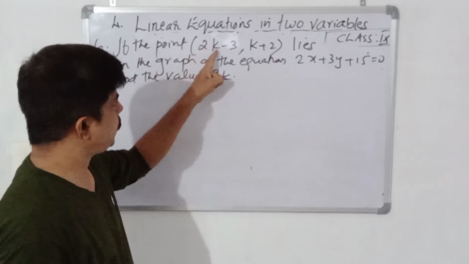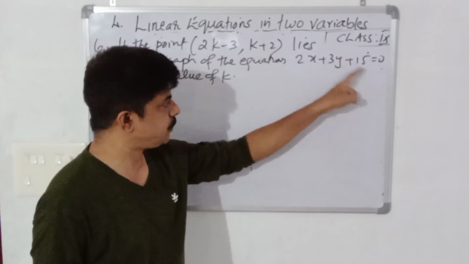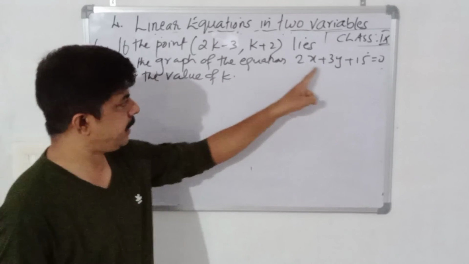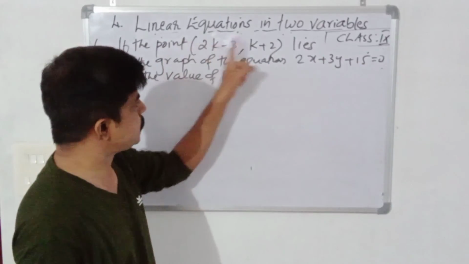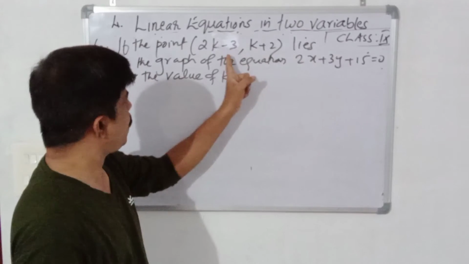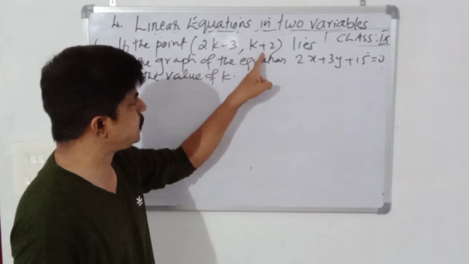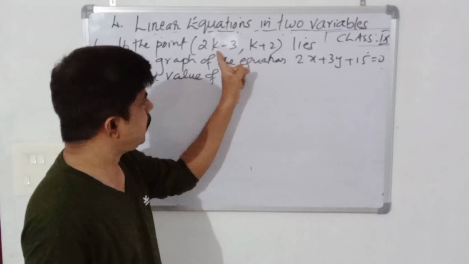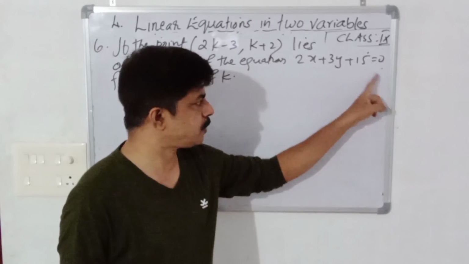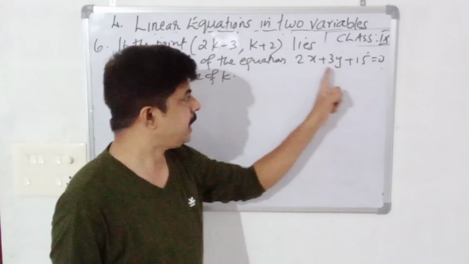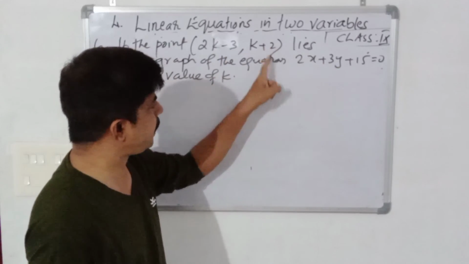If the point (2k minus 3, k plus 2) lies on the graph of the equation 2x plus 3y plus 15 is equal to 0, find the value of k. We have the equation 2x plus 3y plus 15 is equal to 0. Since the point lies on the graph of this equation, it is a solution, which makes both sides of the equation equal. Therefore x takes the value 2k minus 3, and y takes k plus 2.